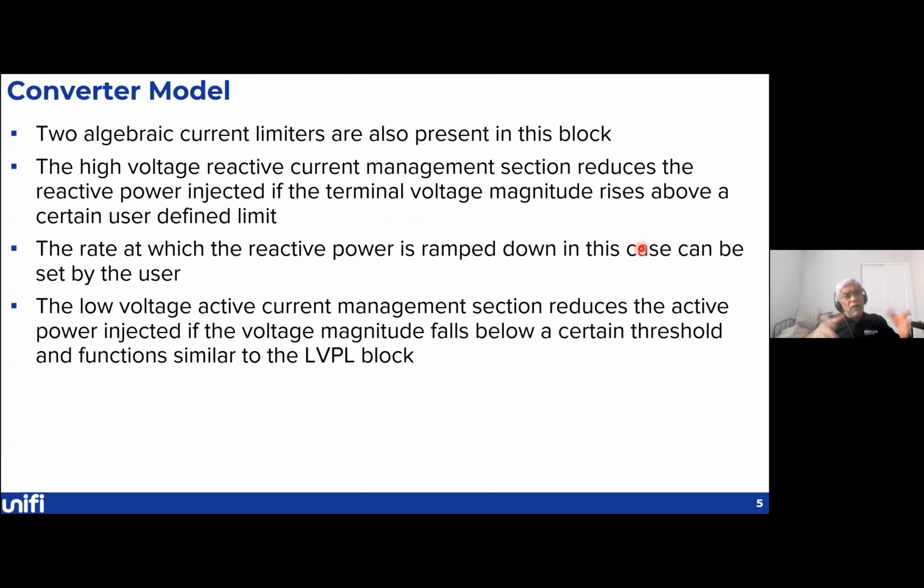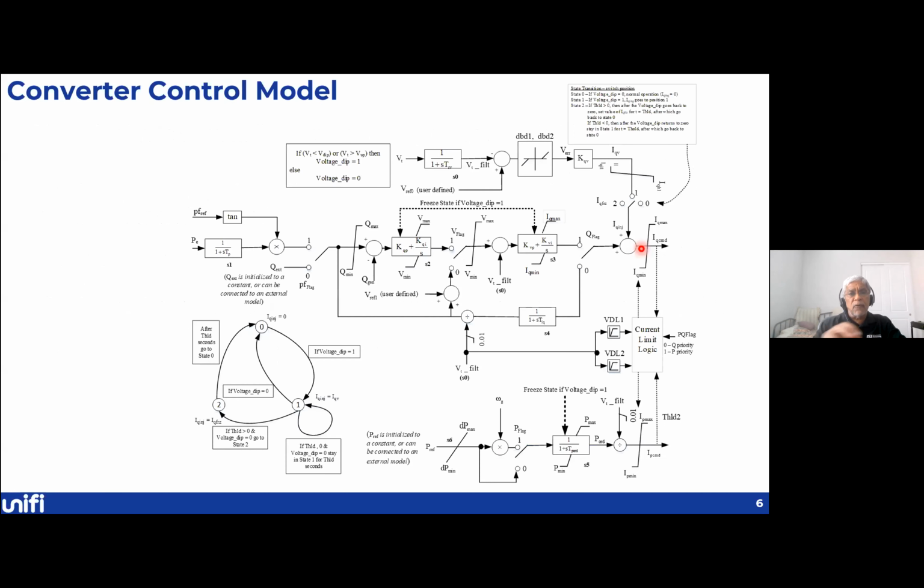And this also has two algebraic current limiters present in this block. This high voltage reactive current management section reduces the reactive power injected if the terminal voltage rises above a certain user device limit. And the rate at which the reactive power is ramped down in this case, again, can be set by the user, because this is something which is specific to the manufacturers. And the low voltage active current management section basically reduces the active power injected if the voltage magnitude falls below a certain threshold.